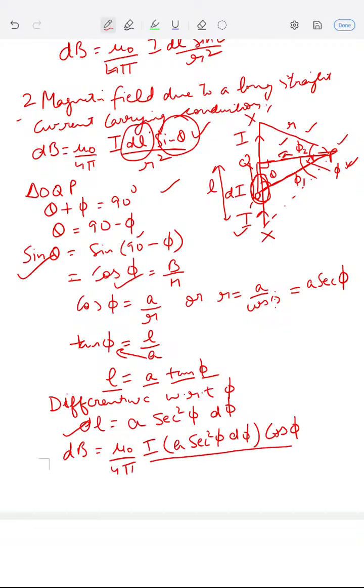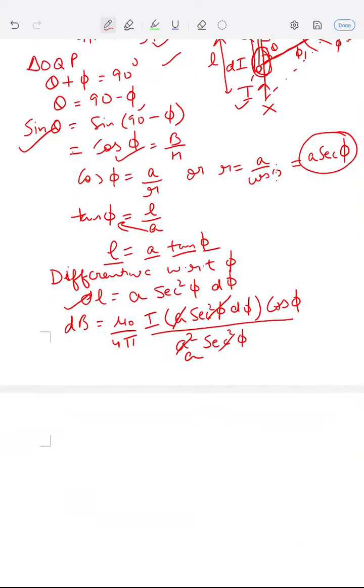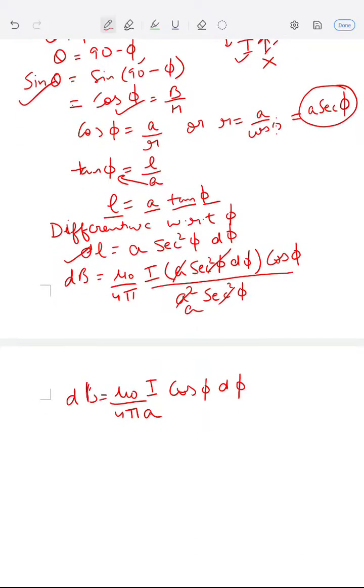And what is the value of r? We have taken r as a secant φ, that is r square, so it is a square secant square φ. This we have put here. We have cancelled out one a, and we have cancelled out secant square φ. What is dB? μ0 upon 4π I, that is cos φ dφ. After cancelling out, we have got μ0 I upon 4π a cos φ dφ. So this is a small amount of magnetic field.